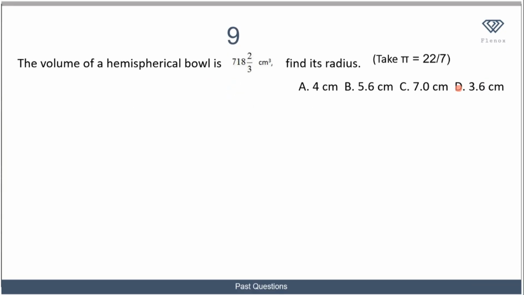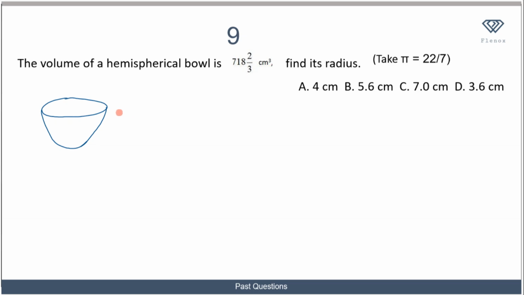In the next question, we are told that the volume of a hemispherical bowl is this. We are now told to find its radius. So a hemisphere, as you know, is half of a sphere. So it looks something like this. So don't mind my diagram. I'm just going to try to draw a rough sketch. So you have kind of like a hemispherical bowl.